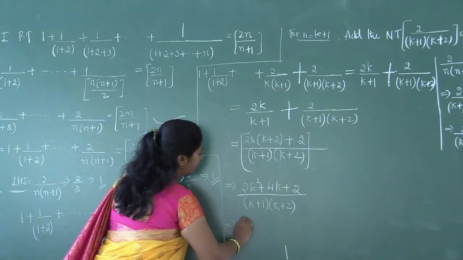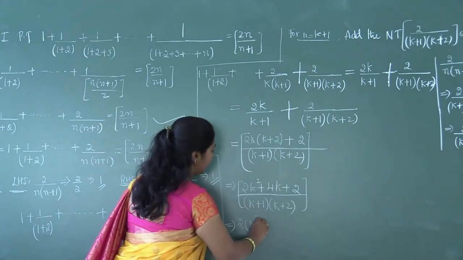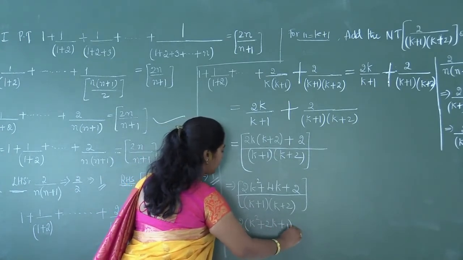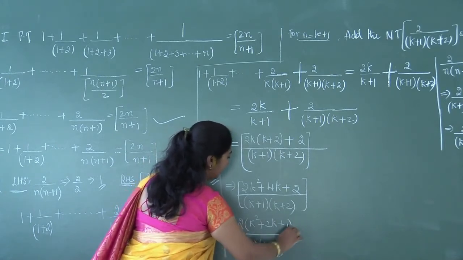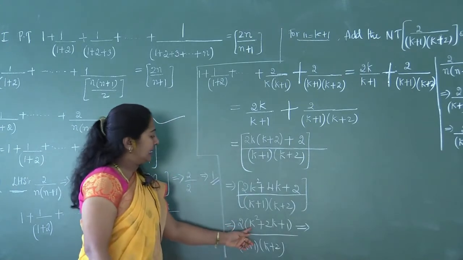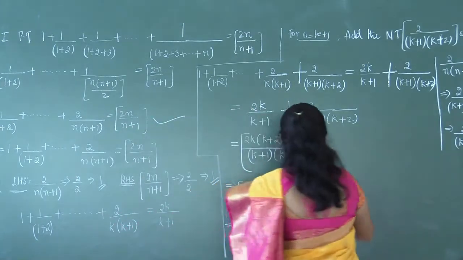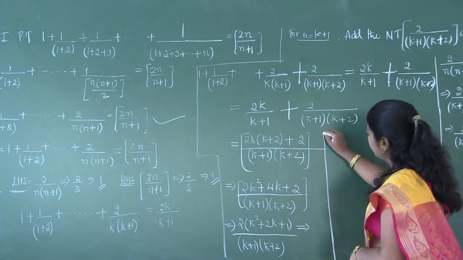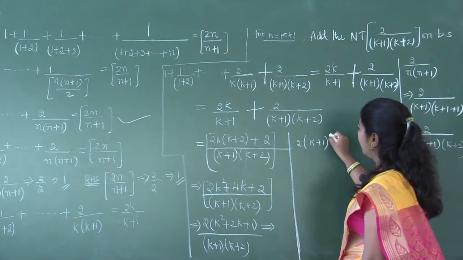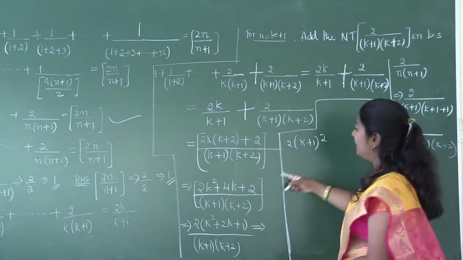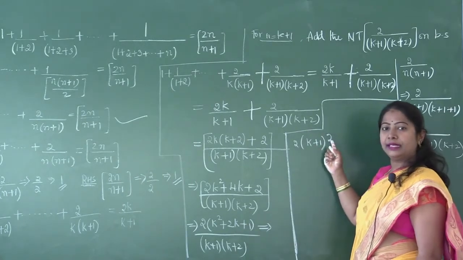Now I can take 2 as common in the numerator. If I take 2 as common, what is left out? K square plus 2k plus 1, complete thing divided by k plus 1 into k plus 2. I can write k square plus 2k plus 1 as what? K plus 1 whole square. This can be written as 2 into k plus 1 whole square, because k square plus 2k plus 1 can be written as k plus 1 whole square.